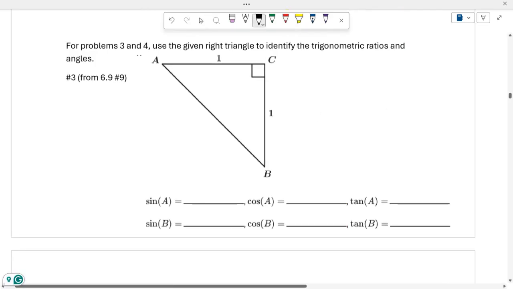Question number 3. Directions here say for problems 3 and 4, use the given right triangle to identify the trigonometric ratios and angles. All right. So for number 3, we have 2 of our sides. Specifically, we have both of our legs. However, we are missing our hypotenuse.